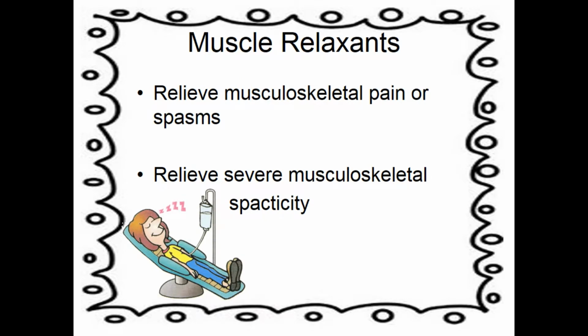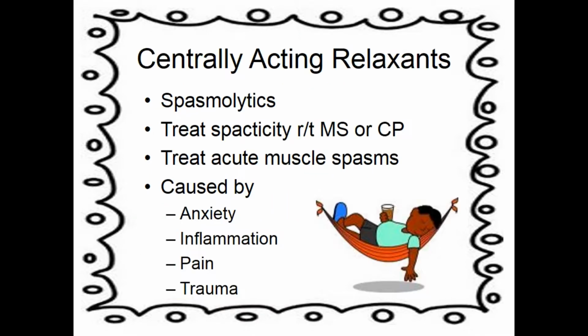Muscle relaxants will relieve musculoskeletal pain or spasms, or relieve severe musculoskeletal spasticity. Spasticity is increased muscle tone, like the muscles feel really tight and the reflexes are really exaggerated. Centrally acting relaxants are also known as spasmolytics. They treat spasticity related to multiple sclerosis or cerebral palsy.